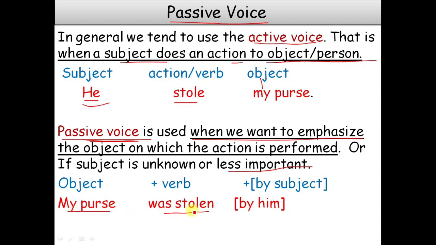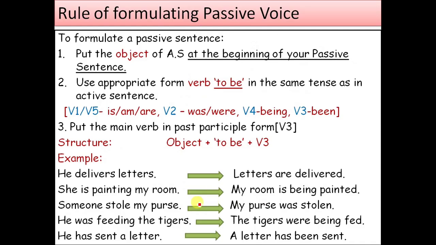So now let's know the rule of formulating passive voice or passive sentence. To formulate a passive sentence, you have to keep in mind three things. First, you have to put the object of the active sentence at the beginning of your passive sentence, or the object takes the position of the subject in passive voice.